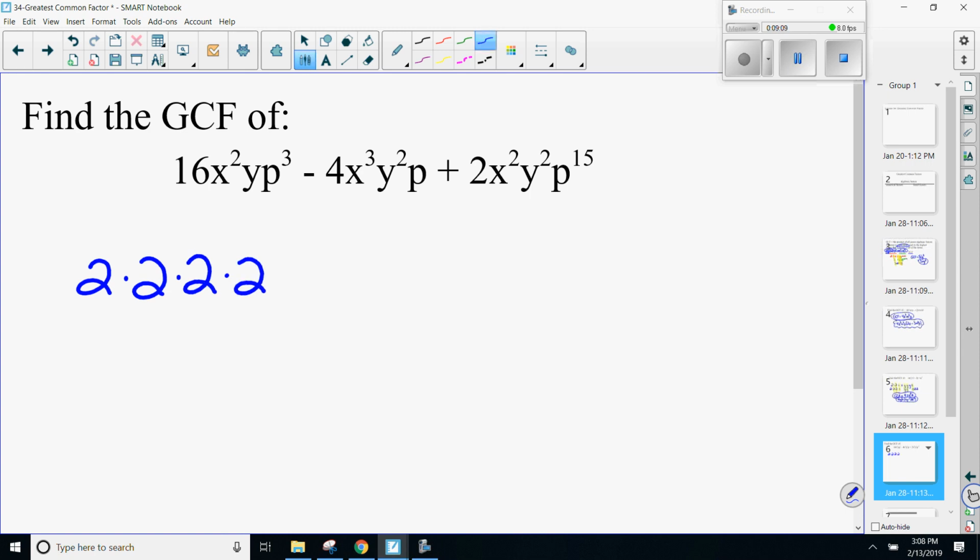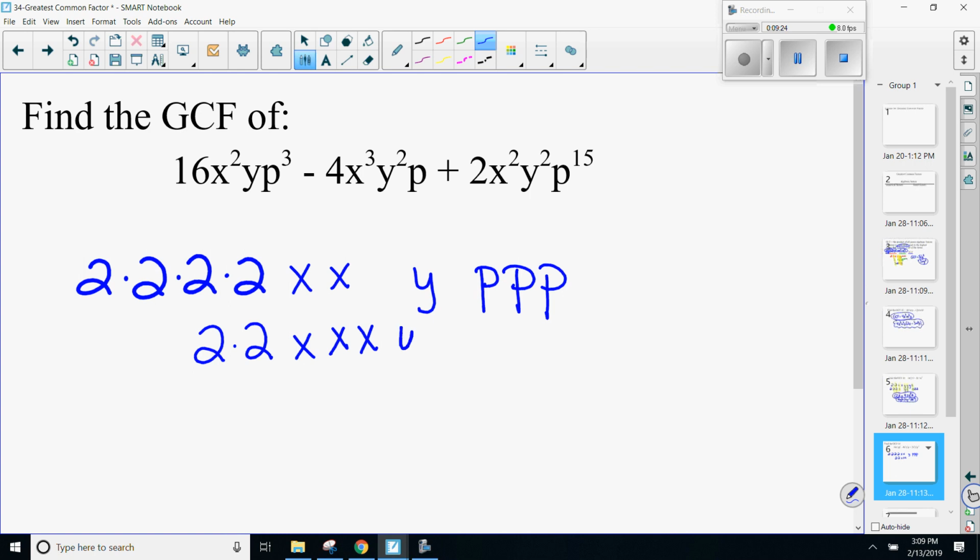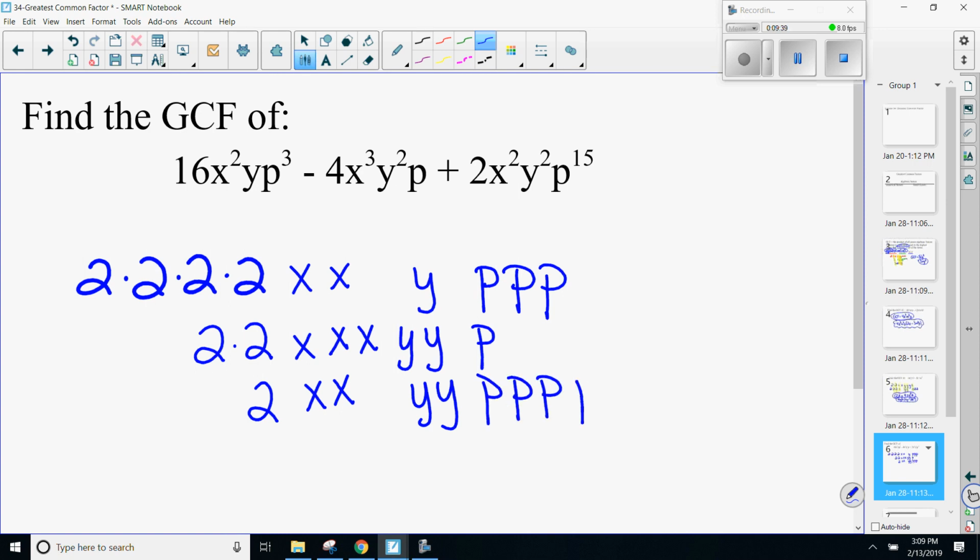And then what? 2 x's. So 4 is 2 times 2, 3 x's, 2 y's, 1 p. The next one is 2 x squared, y squared. Really? P, P, P, and how many more of them?